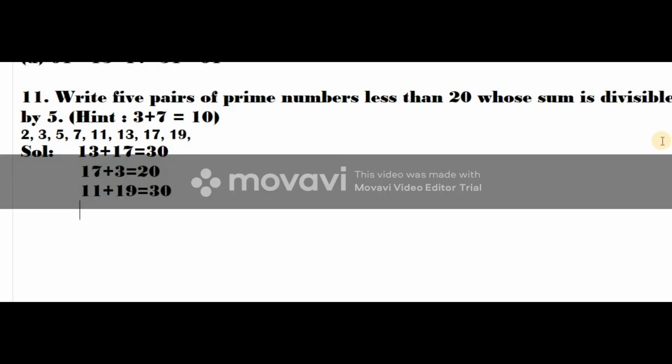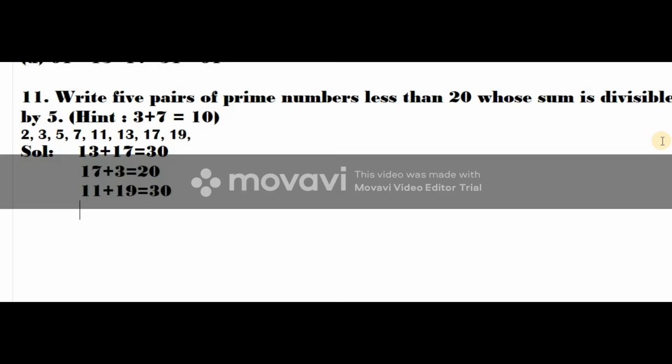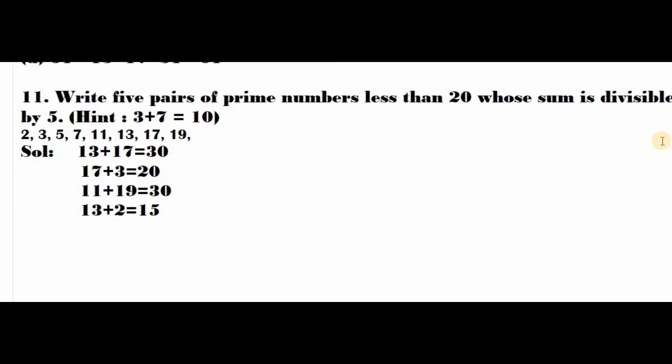19 and 2 will not, 19 and 7 no. 19 and 3, 19 and 5 no. 19 and 7 no, 19 and 11 completed. 19 and 13 no, 19 and 17 no. So we have to write 2 more pairs for this. Yeah, one more pair is 13 plus 2 is equal to 15. That is divisible by 5. Now if you think in that way, you'll get one more answer also.